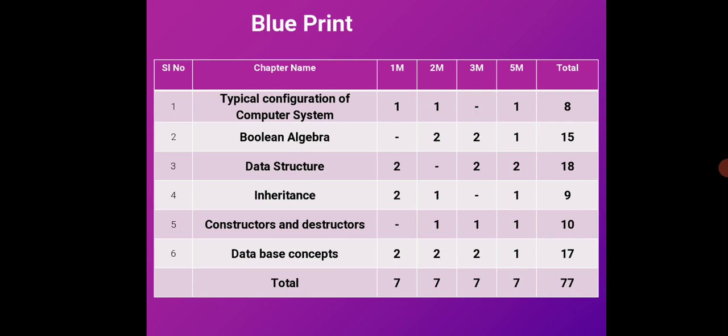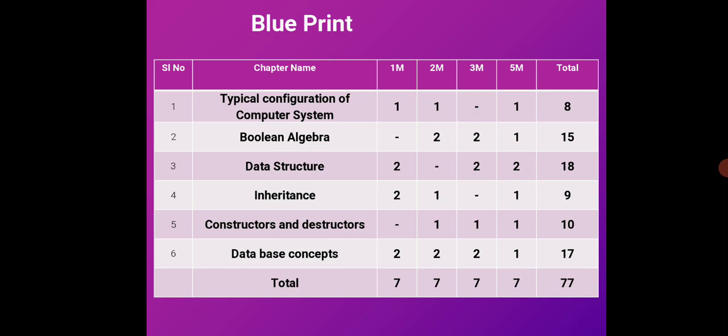And the second chapter, Boolean Algebra. In Boolean Algebra, 2 marks 2 questions, 3 marks 2 questions, 5 marks 1 question, and totally 15 marks. Here I'm giving one extra question each for 2 marks and 3 marks. For your annual examination, 2 marks 1 question, 3 marks 1 question, 5 marks 1 question, totally 10 marks.